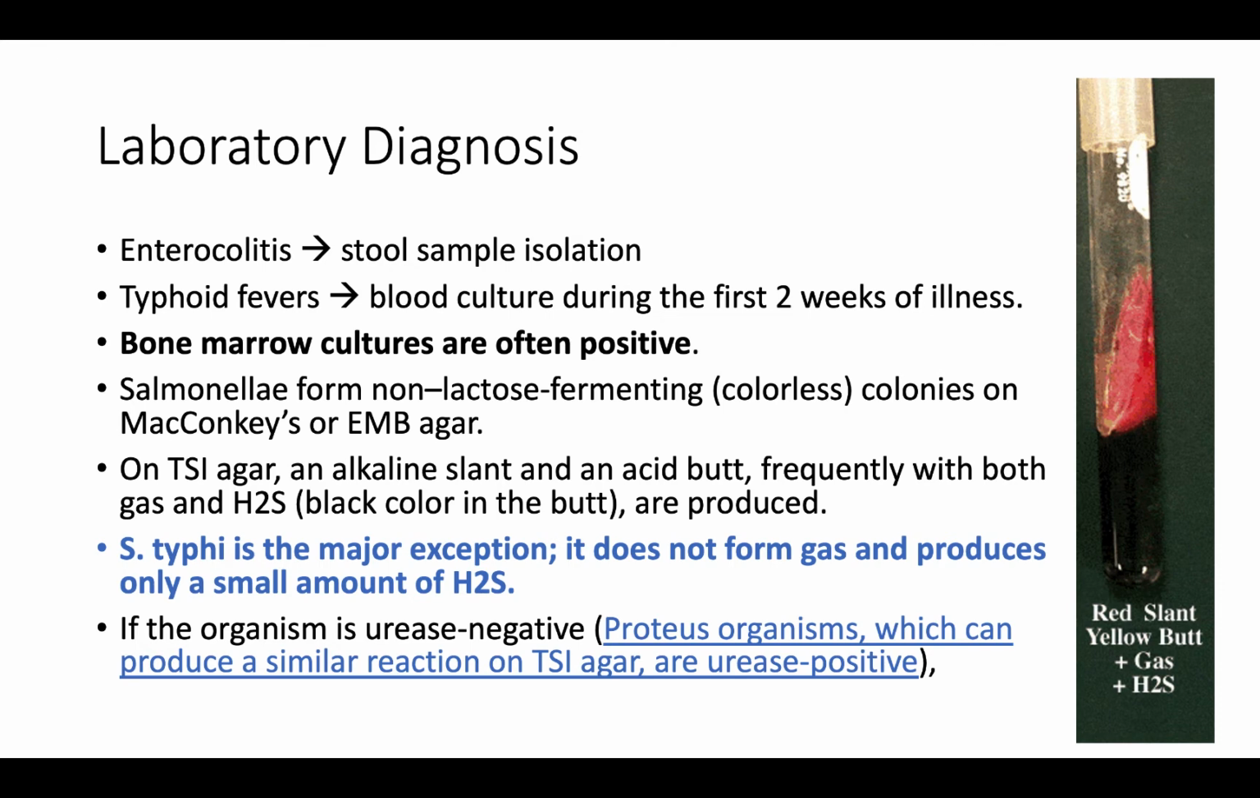Okay, so Salmonella forms non-lactose fermenting colonies, we know this. On TSI, we discussed it. Shigella is the major exception. It does not form gas and produces only a small amount of H2S. If the organism is urease negative, it is Salmonella. Proteus is an organism which can produce a similar reaction on TSI but is urease positive. So that's how you differentiate Proteus: you don't look at the swarming, you look inside the tube. So the way you can usually differentiate between Salmonella and Proteus is by urease.